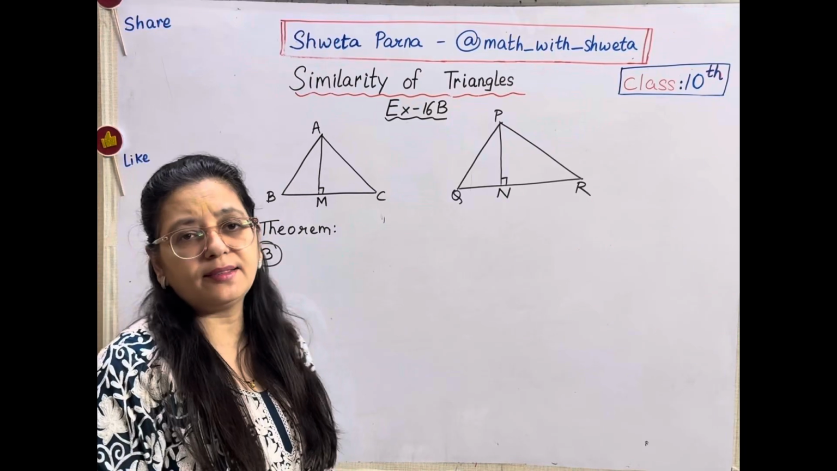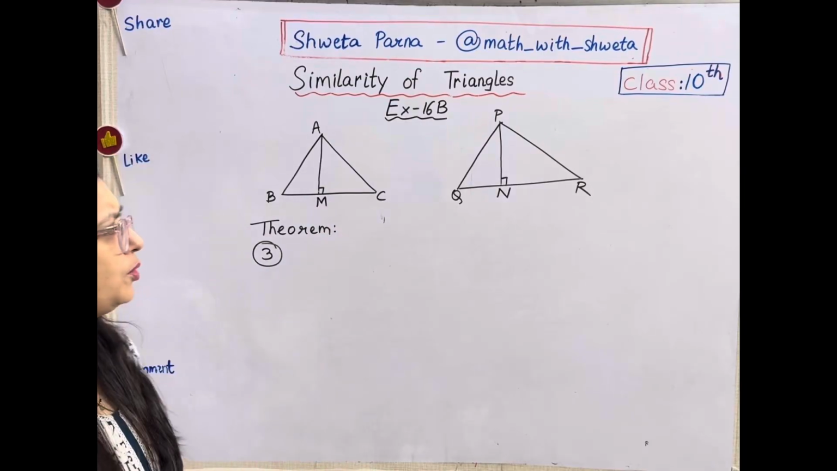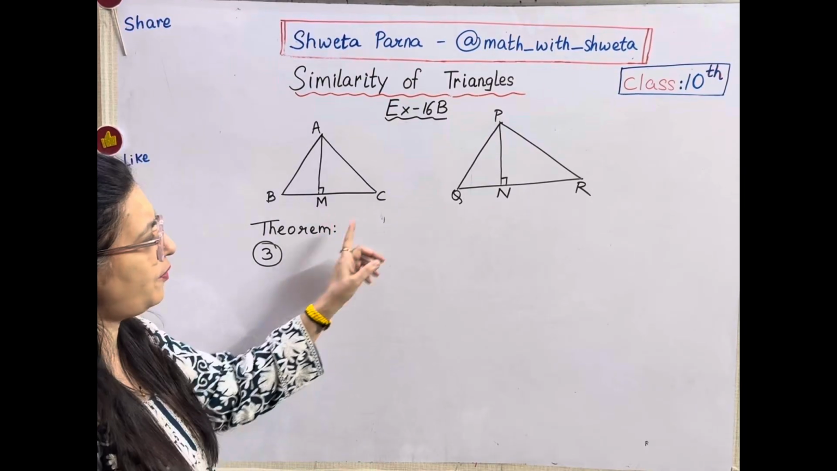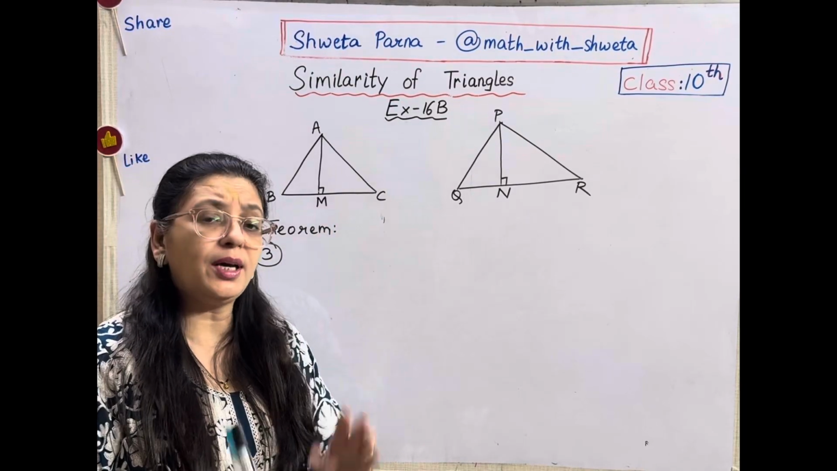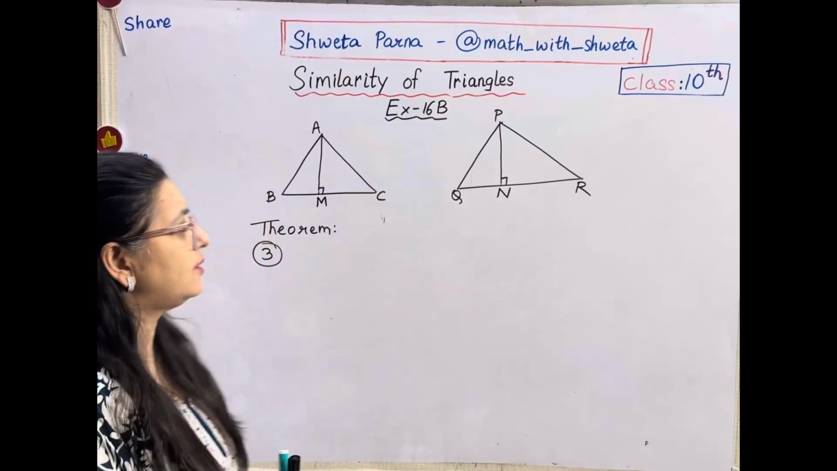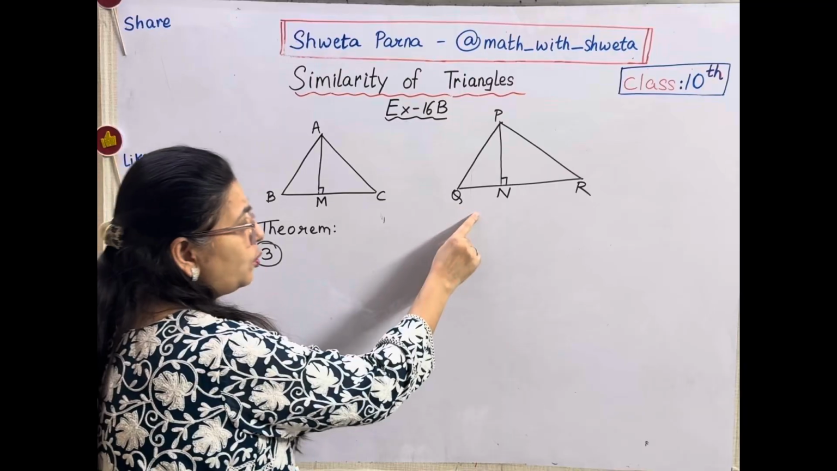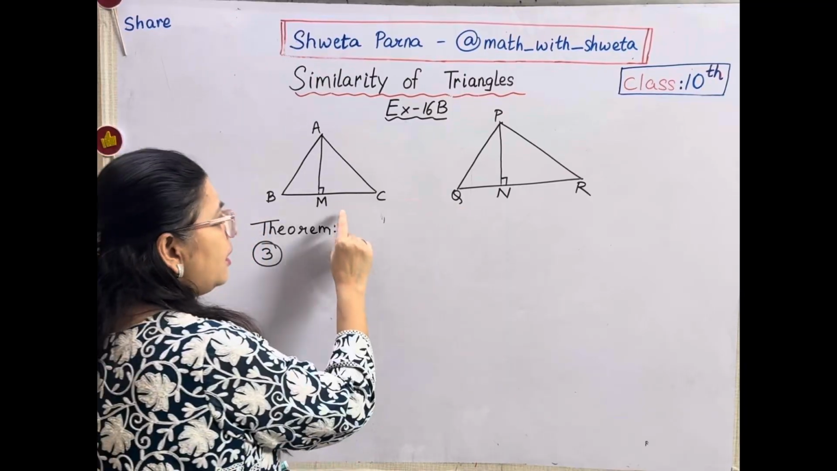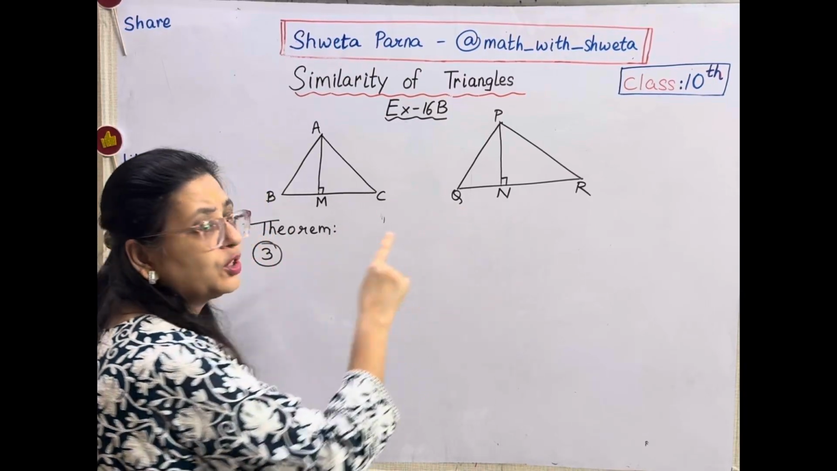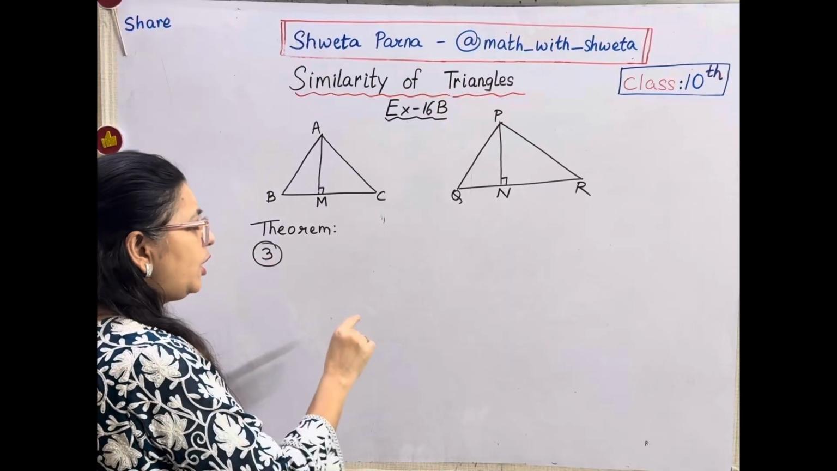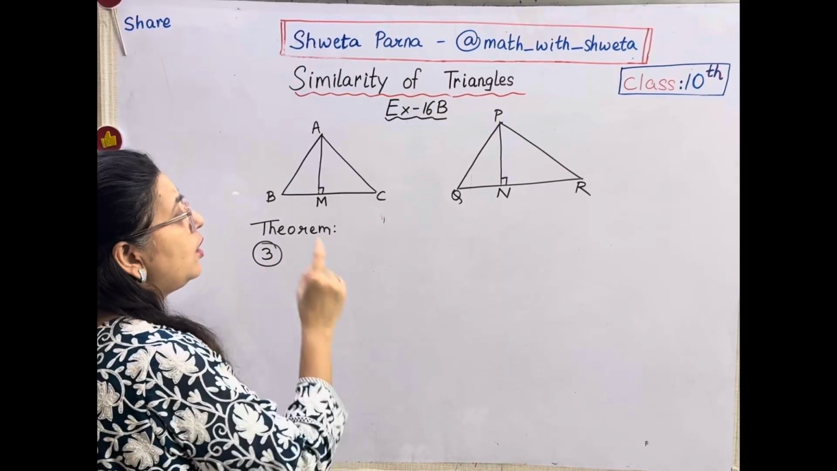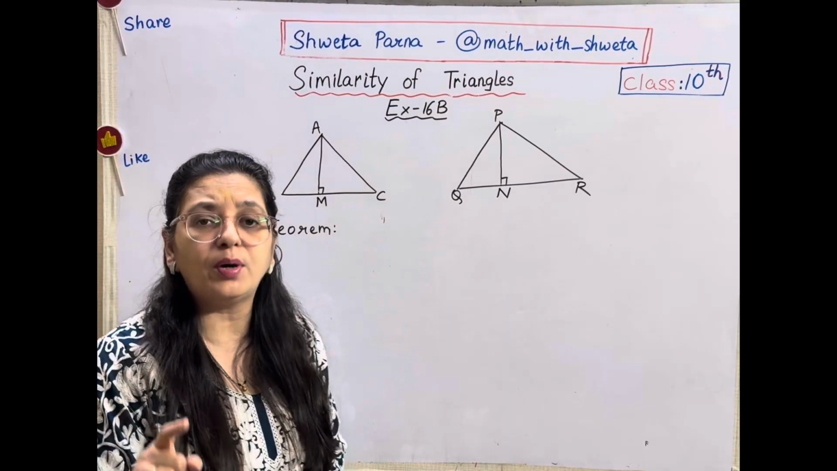Before starting with exercise 16b, let's know a few theorems. Say for example, if there are two similar triangles, then the theorem says that the areas of both the triangles, in ratio form, are proportional to the squares of their corresponding sides.